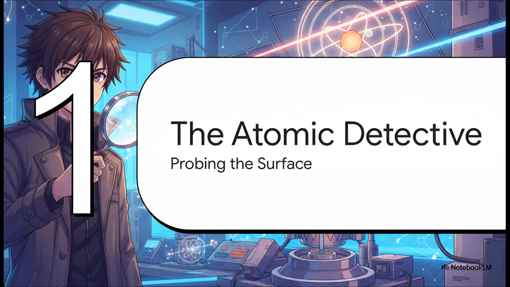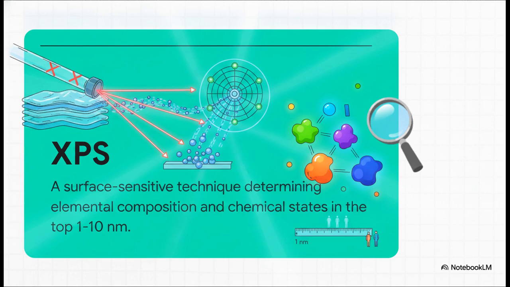Section 1. The atomic detective. Probing the surface. Let's start by getting absolutely clear on what we mean when we call this the ultimate investigative tool. X-ray photoelectron spectroscopy, XPS, is an extraordinarily surface-sensitive analytical technique. We use it to figure out not just the elemental composition, like what atoms are there, but also their specific chemical states and their electronic environments. And here's the kicker. XPS analyzes only the top 1 to 10 nanometers of a sample. We are talking about just a few atomic layers deep.